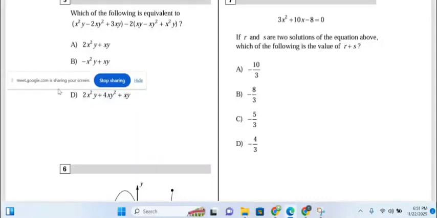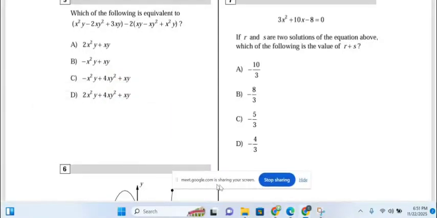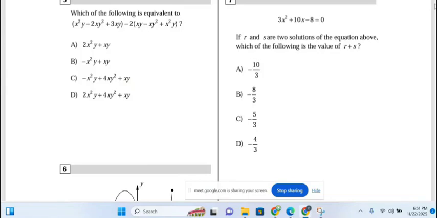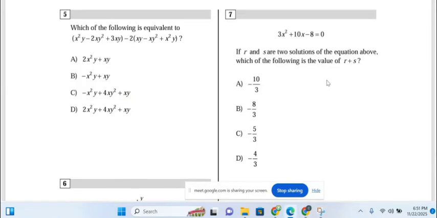Okay, now look at these questions. I'm looking at this particular question number 7. It says that if R and S are two solutions of the equation above, which of the following is the value of R plus S? I have done this with you multiple times.